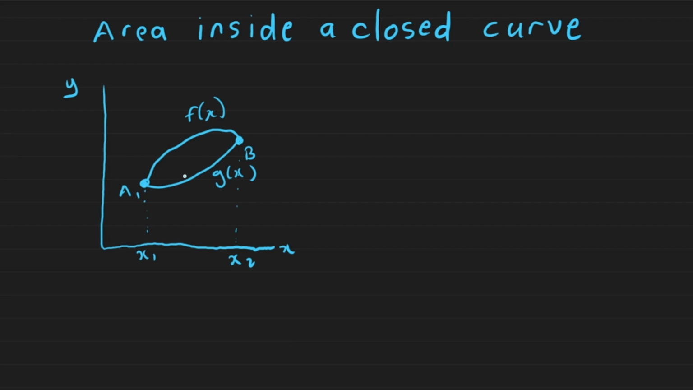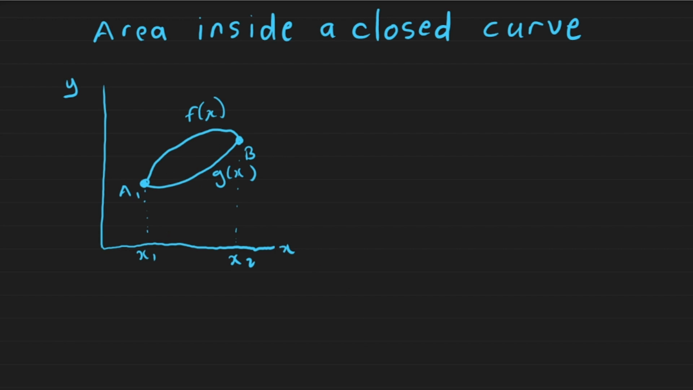So we could think of maybe a particle that's traveling from A to B and then going back to A via the other curve. So two paths between 2 points. So our task is to find the area inside this closed curve.